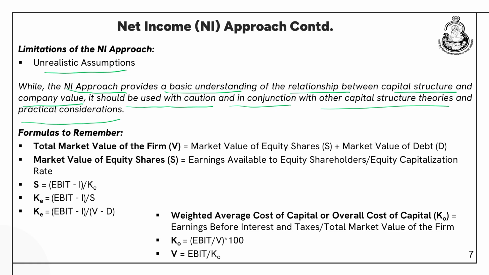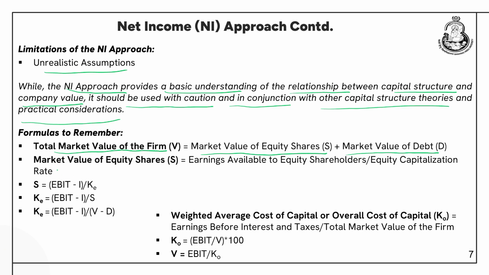Now let us look at a few of the formulas that we are going to use to solve questions. The first one is the total market value of the firm, which is represented by V. What is it? The market value of equity shares, that is represented by S, plus the market value of debt. You add these two, you get the total market value of the firm.